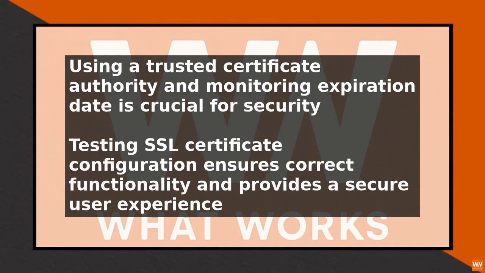Conclusion. In conclusion, configuring an SSL certificate is an essential step in deploying a secure application on AWS Amplify. By following the best practices outlined in this tutorial, you can ensure that your application is secure and trusted by your users. Remember to obtain a trusted SSL certificate, configure it correctly, and verify its functionality to provide a secure experience for your users.